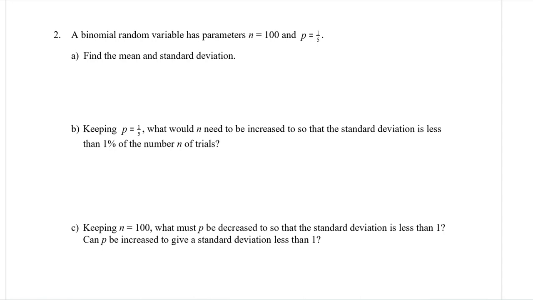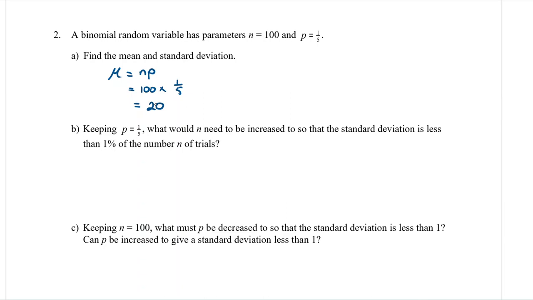A binomial random variable has parameters. This time n is equal to 100 and p is equal to 1/5. Find the mean and the standard deviation. Kind of always need those to start with. Okay, to find the mean, mu equals, formula, n times p, and that is 100 times 1/5, which is the 20.